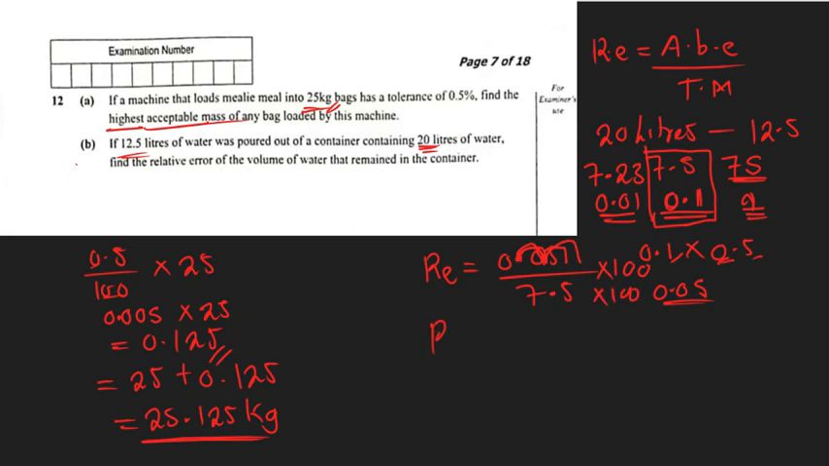So that your relative error can equal to, here on top it will be a 5, a whole number, over, down here it's going to be what? 750. Okay, from there you can reduce it. What are you going to get? 1 over 150.